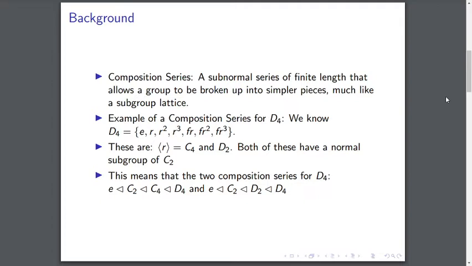Now, C2 doesn't have any normal subgroups, so from there we just go to the identity because that's a normal subgroup of any group. So this means that there are two composition series for the dihedral group 4. That is, E is subnormal to C2, is subnormal to C4, is subnormal to D4. And E is subnormal to C2, subnormal to D2, subnormal to D4.